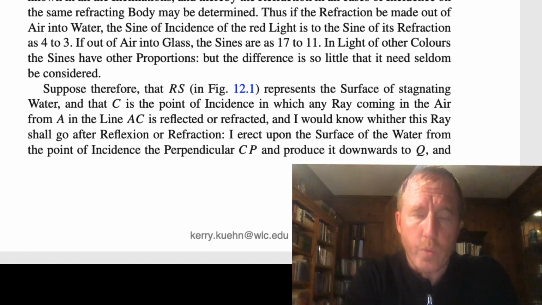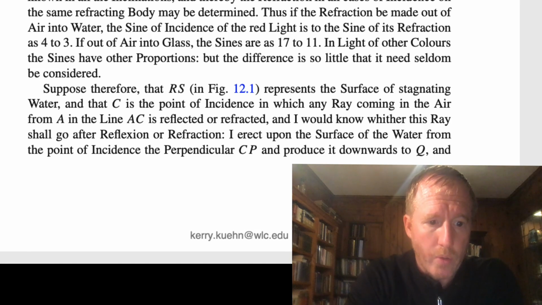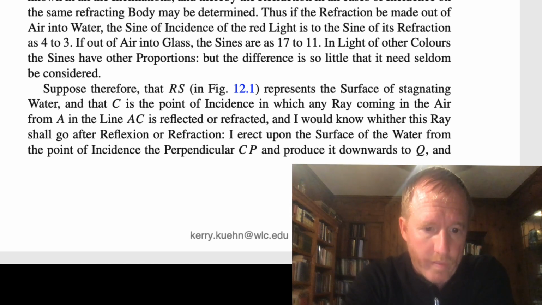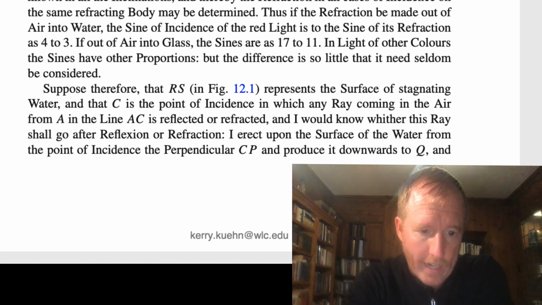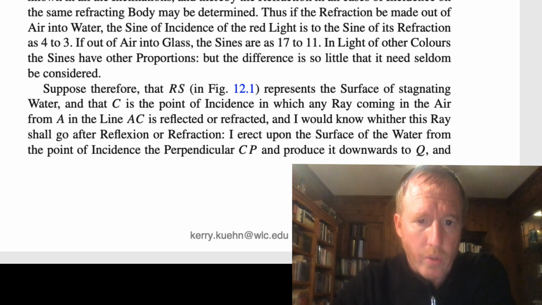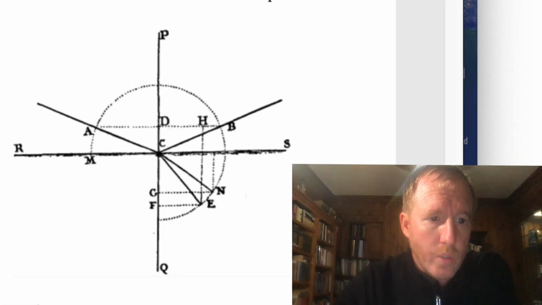And then he refers to figure 12.1, and this is the way he explains it. This is on the next page; I'm going to read it first and come back to the diagram. He says, "Suppose therefore that RS in figure 12.1 represents the surface of stagnating water, and that C is the point of incidence in which any ray coming in the air from A in the line AC is reflected or refracted. And I would know whither this ray shall go after reflection or refraction. I erect upon the surface of the water from the point of incidence the perpendicular CP and produce it downwards to Q. And conclude by the first axiom."